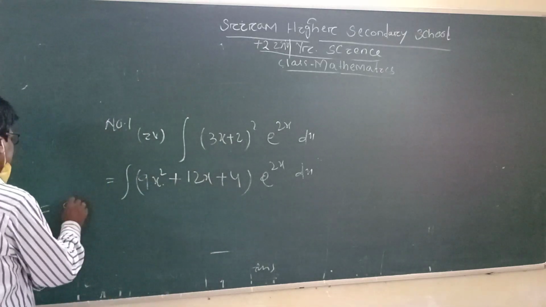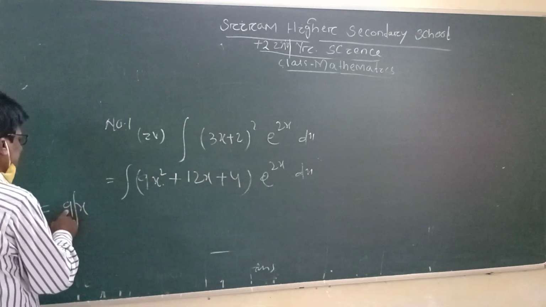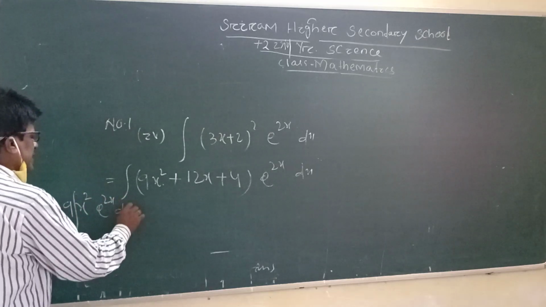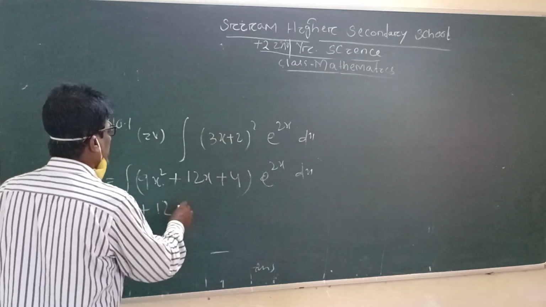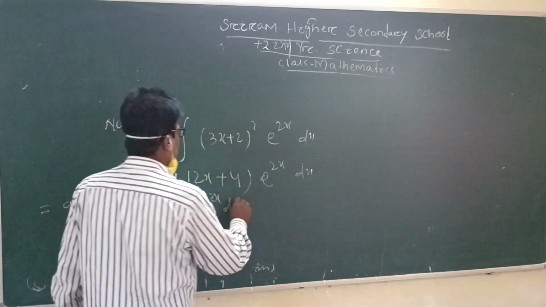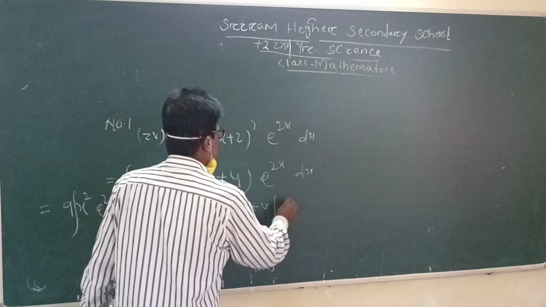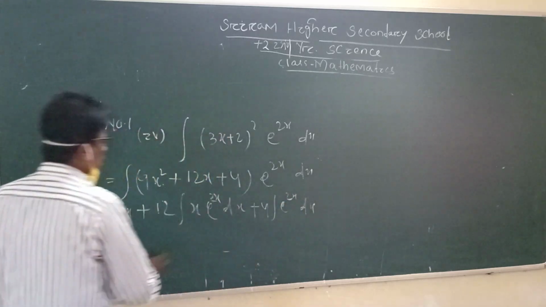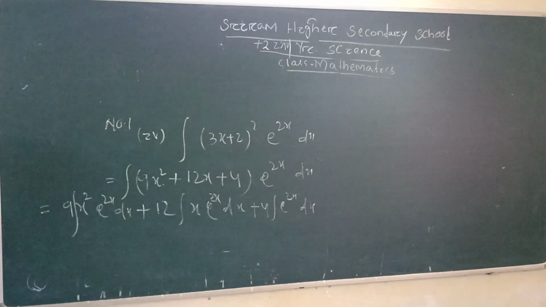That equal to 9x square, taking 9 outside, x square e to the 2x dx plus 12 taking outside, x e to the 2x dx plus 4 outside e to the 2x dx. You look how this problem is going to be solved and evaluated. That integration is going to be evaluated.